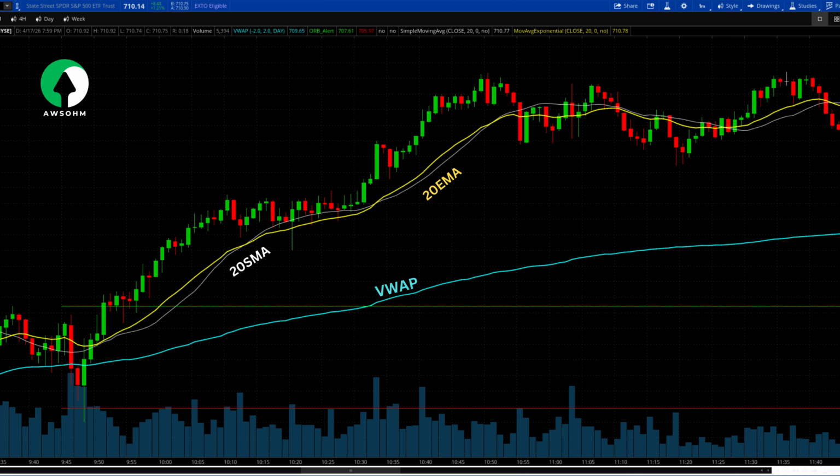RSI, Relative Strength Index. RSI pairs well with both SMA and EMA because it measures momentum strength during pullbacks. A common setup is using a 20 EMA for trend direction and RSI for entry timing. If price is above the 20 EMA and RSI pulls back near 40-50, then turns up, that often signals continuation rather than reversal. This helps avoid chasing extended moves.